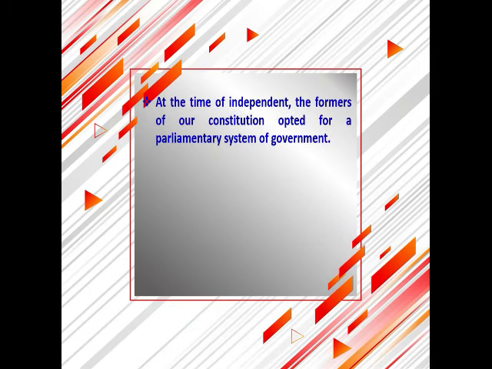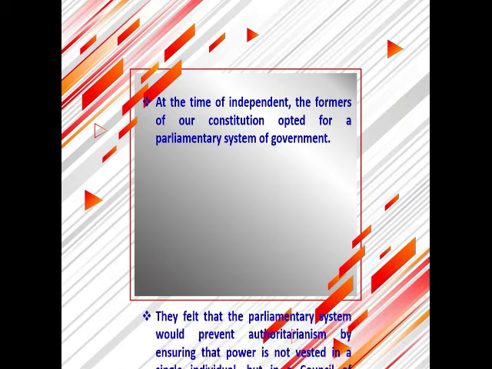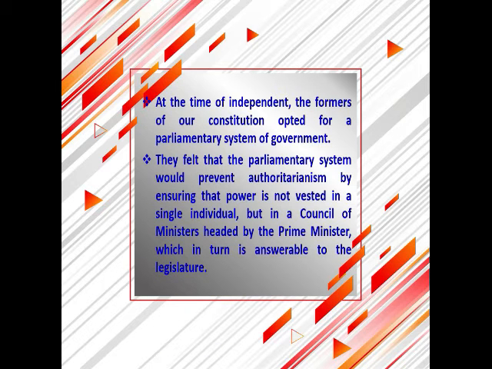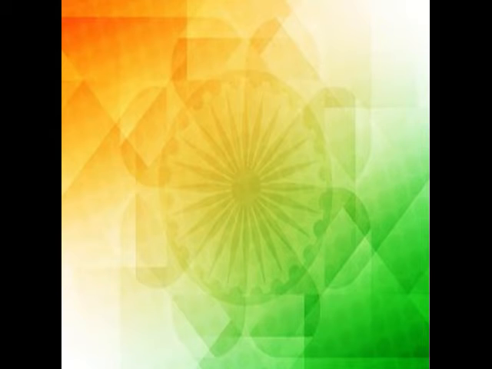At the time of independence, the framers of our constitution opted for a parliamentary system of government. They felt that the parliamentary system would prevent authoritarianism by ensuring that power is not vested in a single individual but in a council of ministers headed by the prime minister, which in turn is answerable to the legislature.